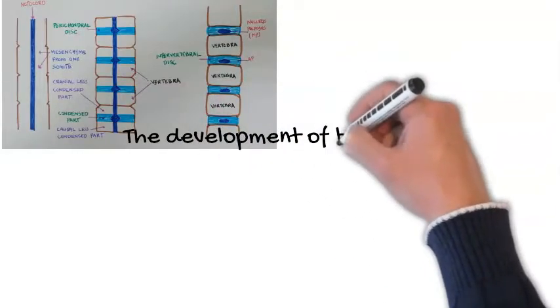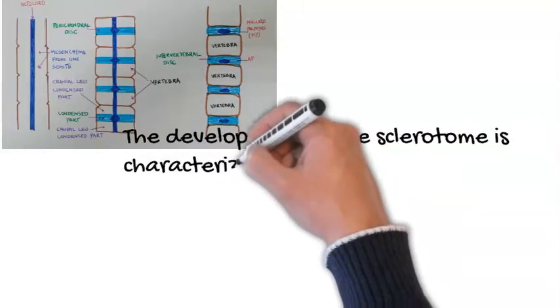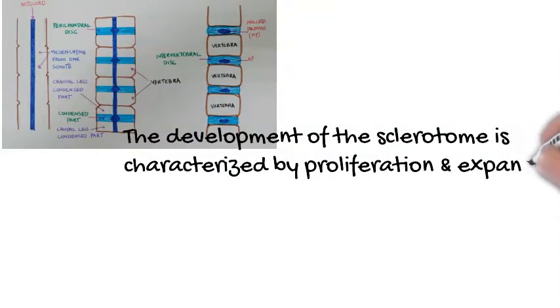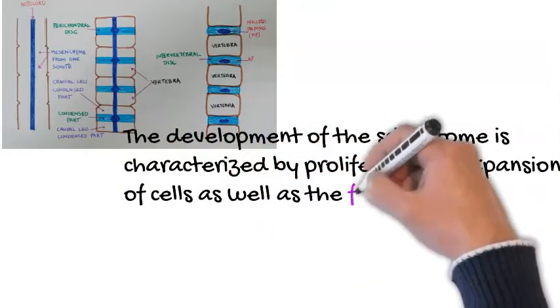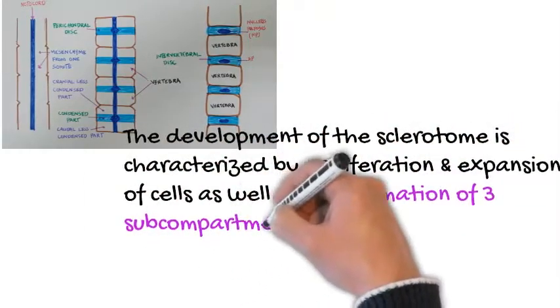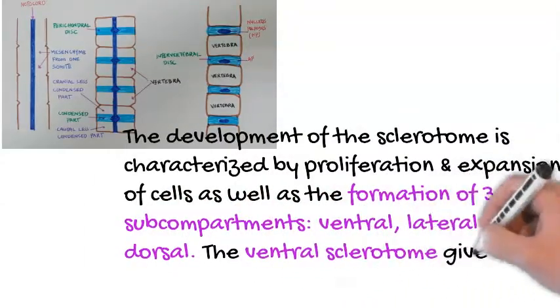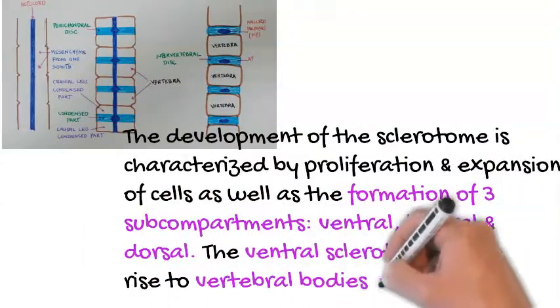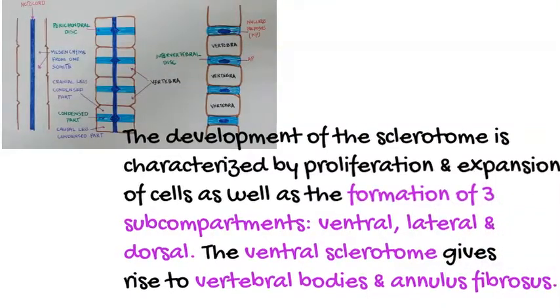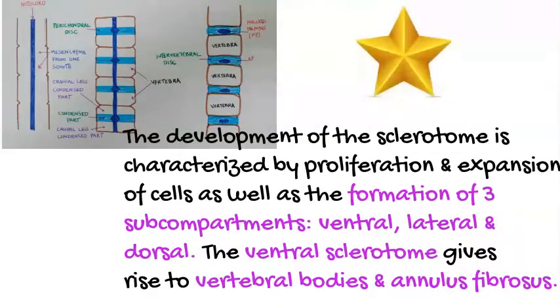The development of the sclerotome is characterized by proliferation and expansion of cells as well as the formation of three subcompartments: the ventral, the lateral, and the dorsal. The ventral sclerotome gives rise to the vertebral bodies and annulus fibrosus. What is the blood supply to the intervertebral disc?